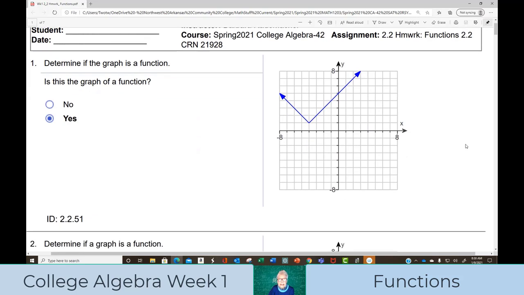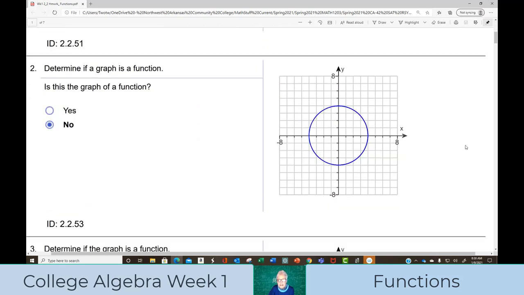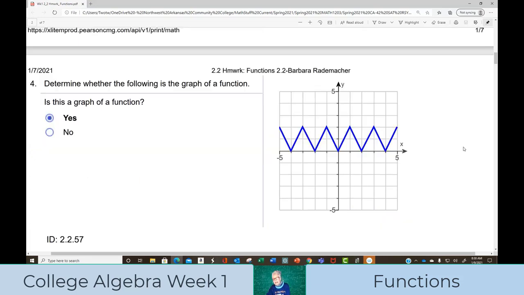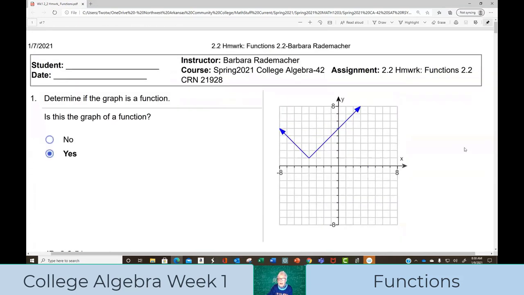We're being asked, is this the graph of a function? Is this the graph of a function? Is this the graph of a function? It's just a yes or no question. And I already have the answers here, so you can see the answer is yes for this, but I need to tell you why, because you won't have the answers when you do your homework.